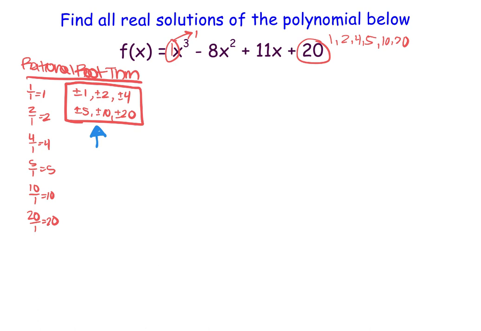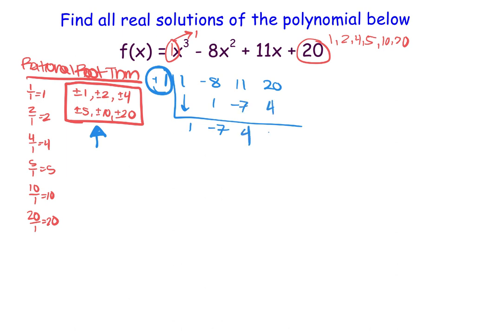So I'm just going to start with the ones here. I'm going to start with positive 1, and I'm just going to see what happens if I use synthetic division. So I'm going to pull the 1 down, multiply it by 1, then add straight down, multiply it by 1, add, multiply it by 1, and we find that we have a remainder of 24. So what that tells me is that 1 is not a real root of this function. Then I'm going to move on and test negative 1.